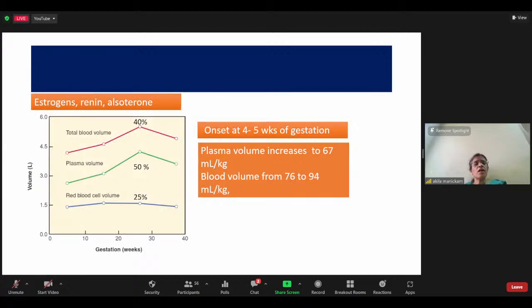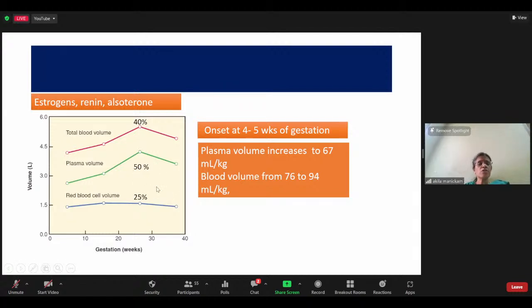When you look at the other changes which are happening, as I already told you, there is increase in the level of the estrogens and the progesterone. The estrogens, what do they cause? Ultimately, they activate the renin-angiotensin mechanism, and also they stimulate the aldosterone. So both of these lead to intense sodium and water retention. This sodium and water retention ultimately results in increase in the plasma volume.